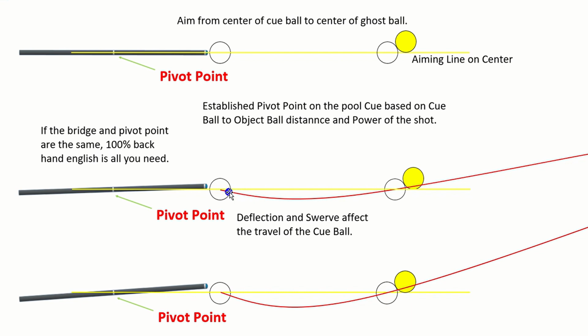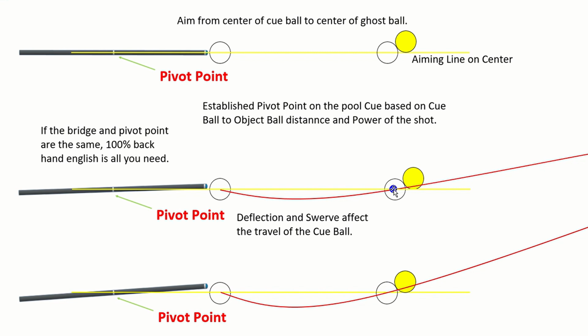Swerve is when the cue ball is spinning with left spin or right spin, in this case left spin. It will curve to the left. This curve is known as swerve. For the purposes of this demo only, deflection is the combined effect of squirt and swerve, determining the overall path of the cue ball.